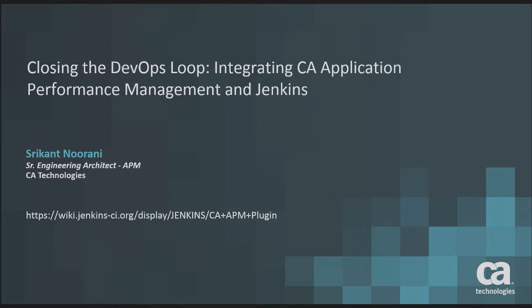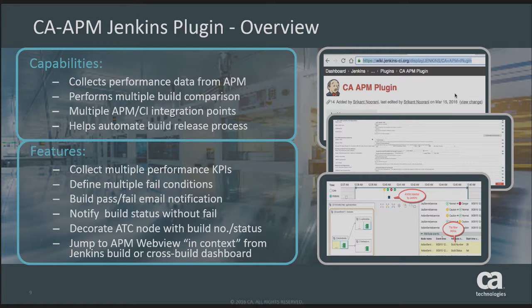Today, I'm going to be talking about CA APM and the Jenkins plugin. So here's a quick overview of the CA APM Jenkins plugin. It is available in the Jenkins repository.